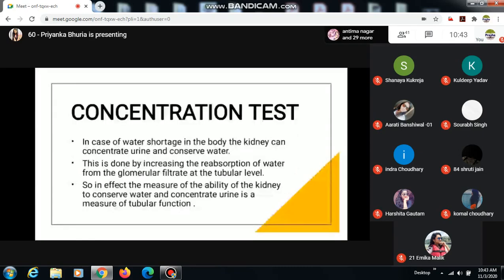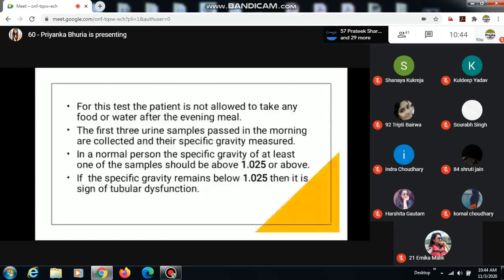Now we will discuss the concentration test. In case of water shortage in the body, the kidney can concentrate urine and conserve water. This is done by increasing the reabsorption of water from the glomerular filtrate at the tubular level. So the measure of the ability of the kidney to conserve water and concentrate urine is a measure of tubular function. For this test, the patient is not allowed to take any food or water.